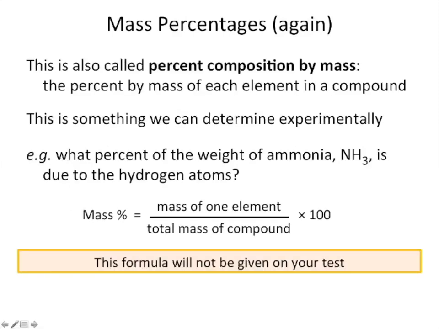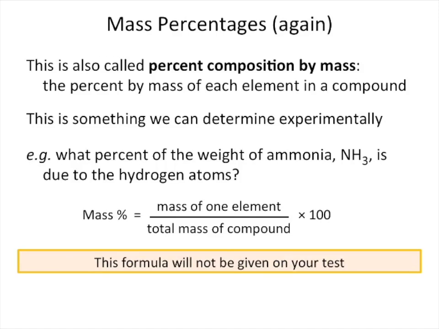So this is also called percent composition by mass. It's the percent by mass of each element in a compound. The reason why this is important is because experimentally we can determine the percent composition by mass, and so then you can use that plus your theoretical calculation of what the percent composition of each element should be for this given formula. You can use the experimental and the theoretical values and compare them and see if you made the compound that you think you made, something that's done relatively often in chemistry.